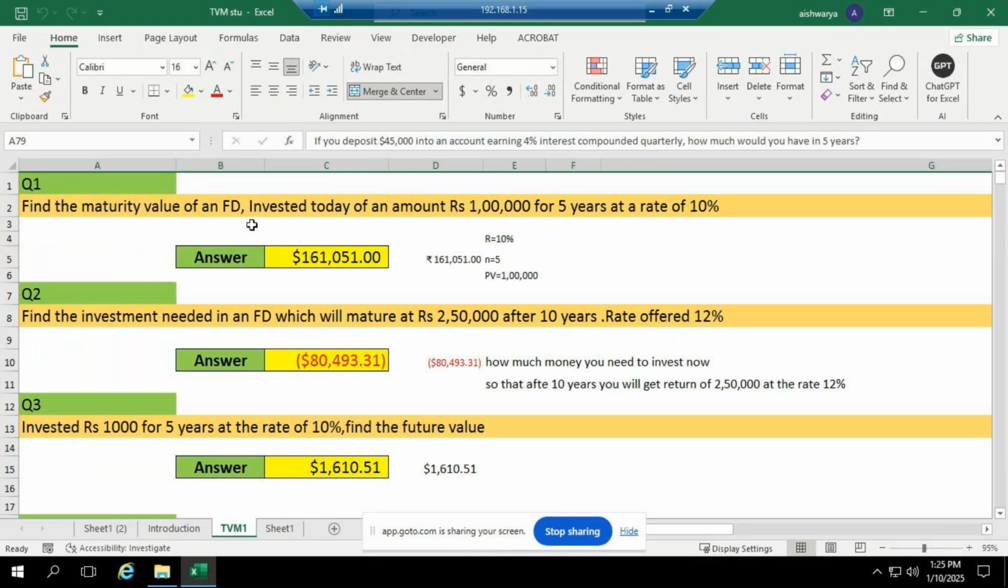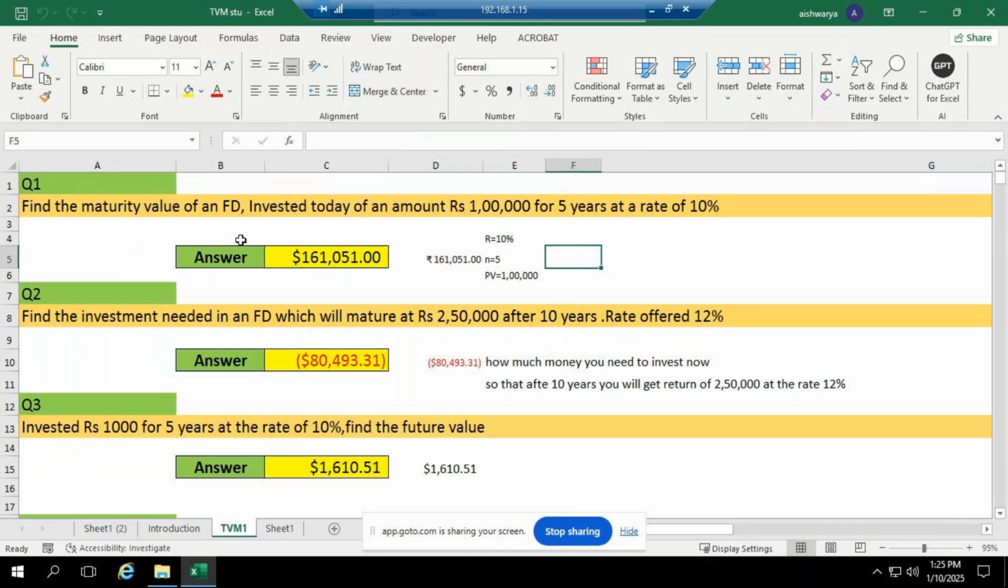Find the maturity value. Invested today an amount of rupees 1 lakh for 5 years at the rate of 10%. Find the maturity value of an FD. What is FD, guys? Fixed deposit. Correct. So find the maturity value of an FD invested today of an amount of rupees 1 lakh.